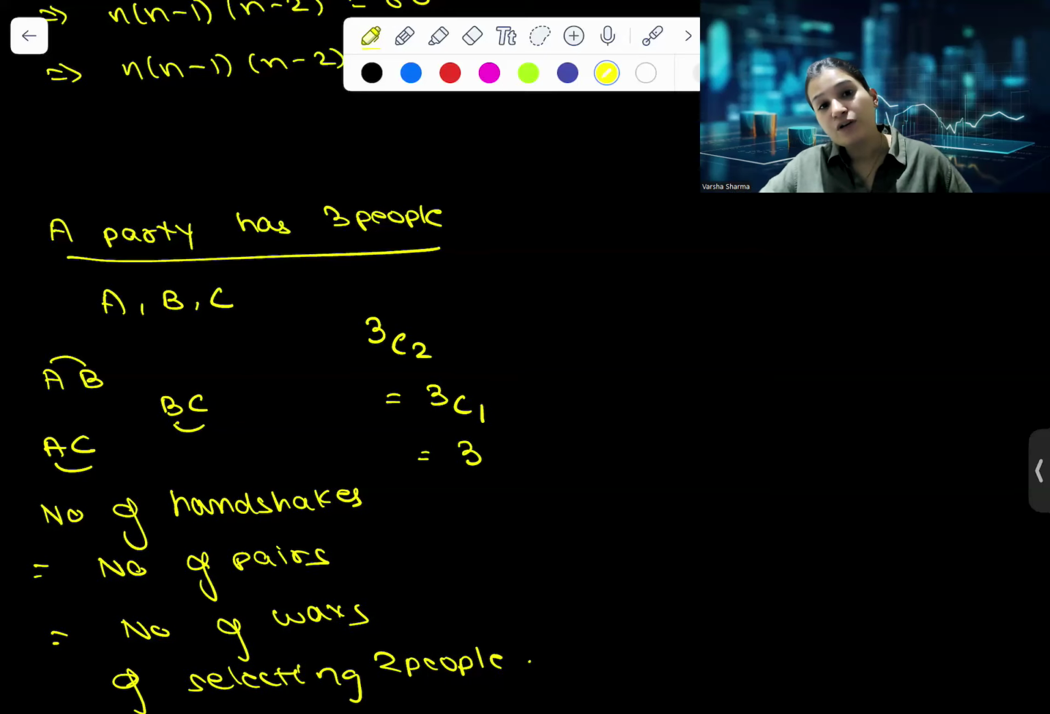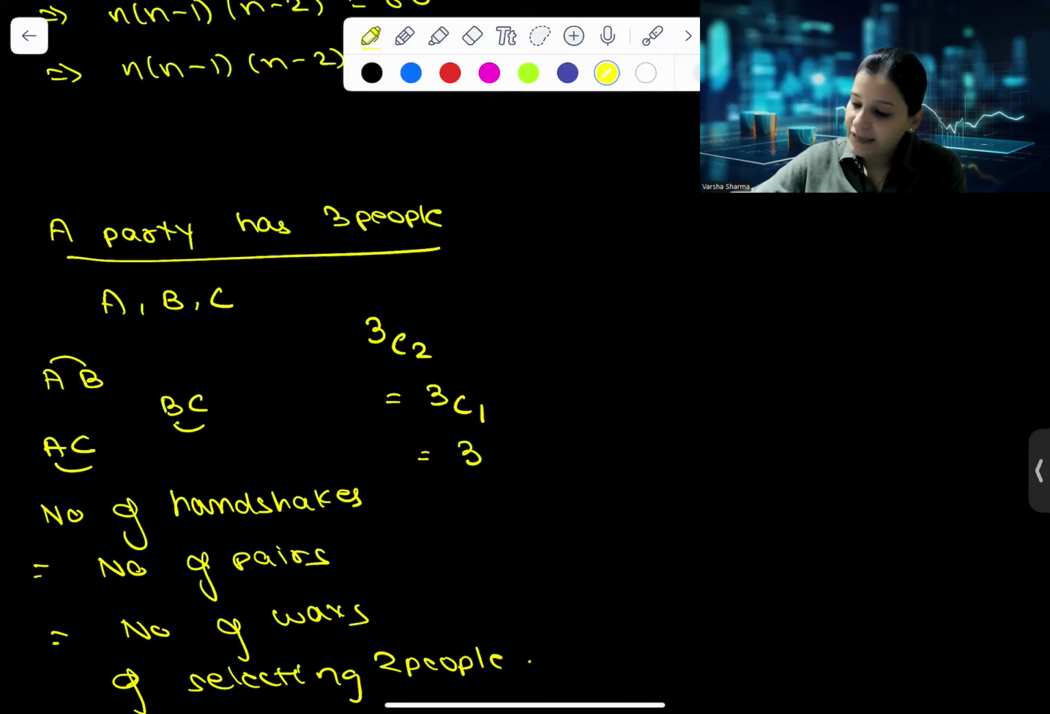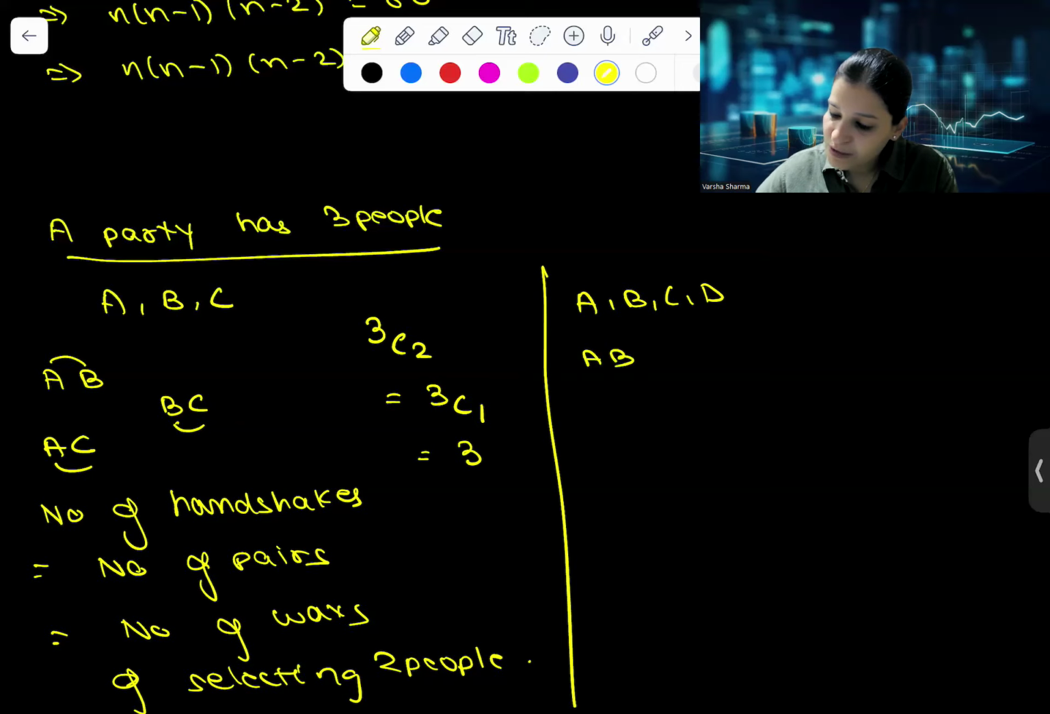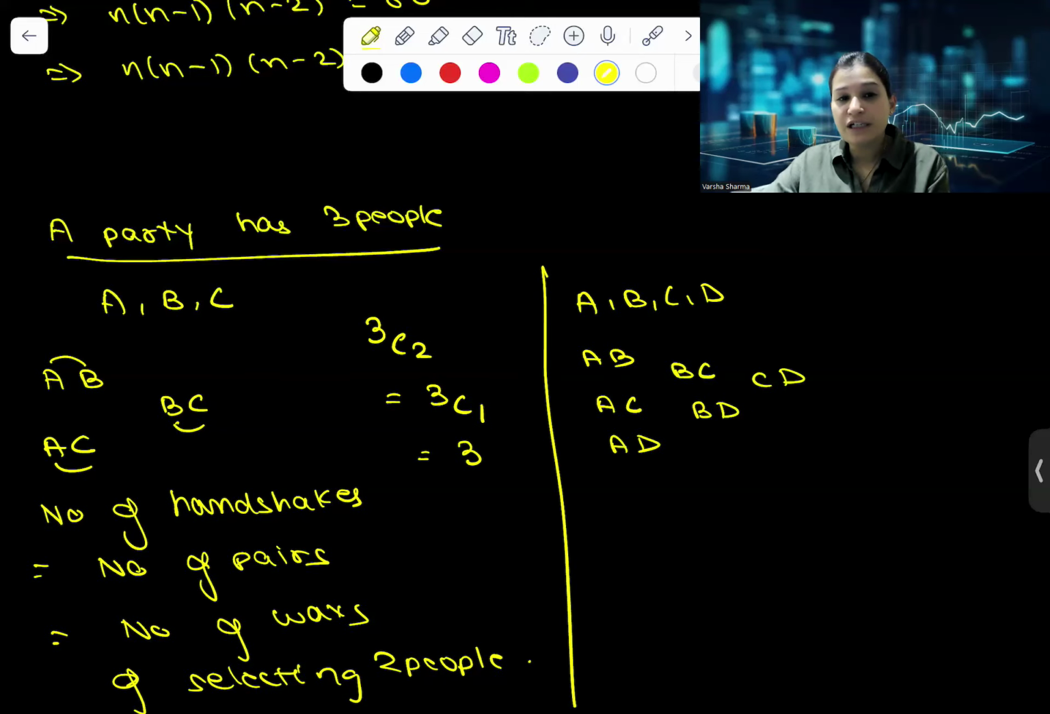So that means in order to count handshakes, we only count how many ways there are to select two people, right? Similarly, if I had four people, A, B, C, D, and I wanted to count the number of handshakes, then I would write: A shakes hands with B, A with C, A with D, B with C, B with D, C with D. So in total, we have seen that there are six handshakes, six pairs, right? Six ways of selecting two people.